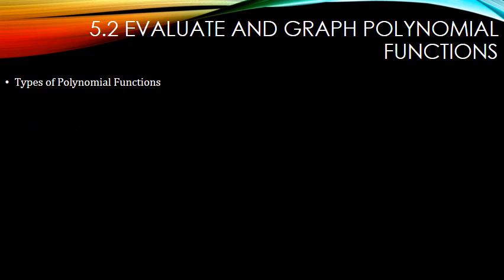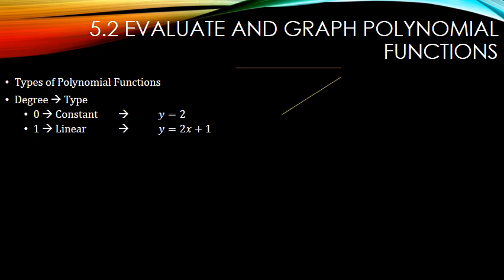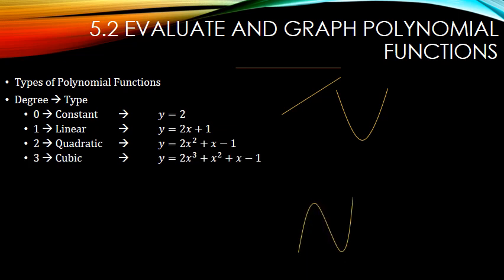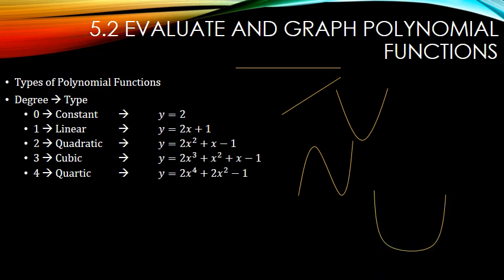There are different types of polynomial functions based on their degree. So we have degree and the type. Degree 0 is called constant, like y equals 2, and it gives you a horizontal line. Degree of 1 is linear, like y equals 2x plus 1, and it gives you a line, hence the name linear. Degree of 2 is quadratic and gives you a parabola. Degree of 3 is cubic, you can see that shape. Degree of 4 is quartic, and it looks kind of like a parabola, only the bottom is flatter.